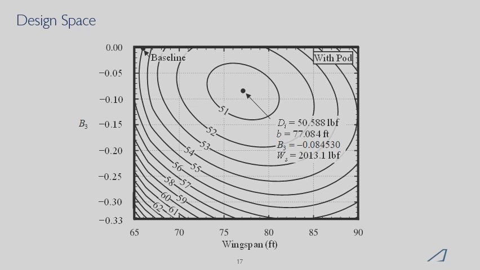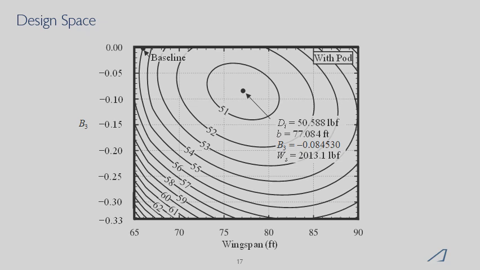So you can see the baseline design is in the top left-hand of this plot, and the optimum design is in the top middle. What we see here is the variation in induced drag with changes in wingspan and lift distribution, which is parameterized by B3. But it's interesting to note that the weight changes throughout this design space, and it changes in such a way that the bottom left corner represents low weight designs. But that corner is also where the highest drag occurs in the design space. So really the low weight designs in that region correspond to high drag.